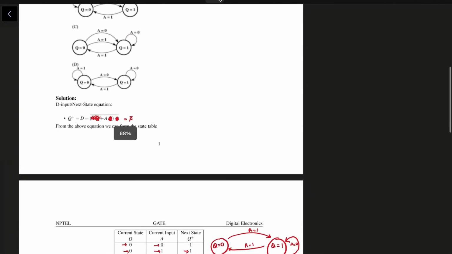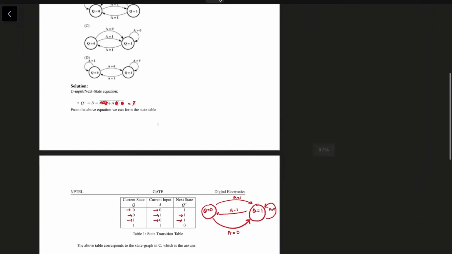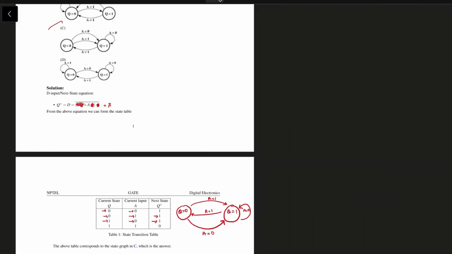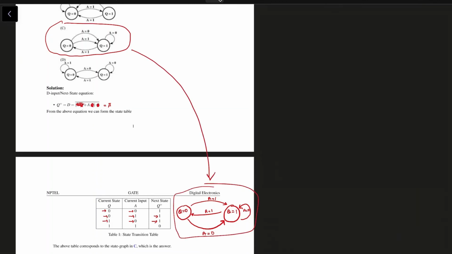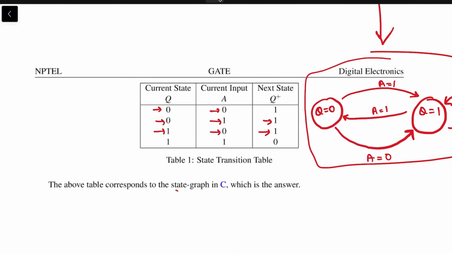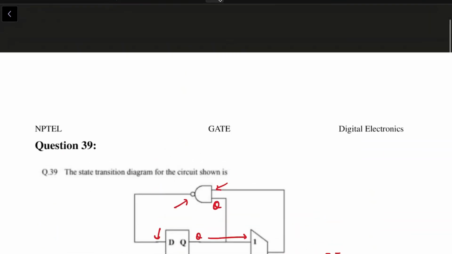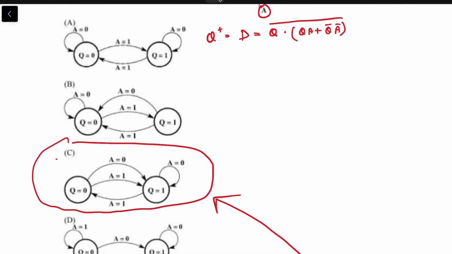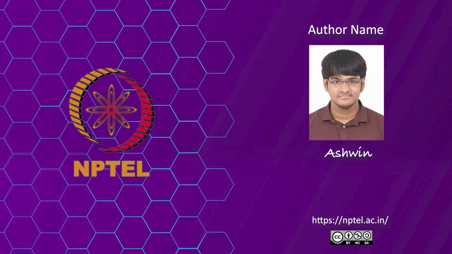Comparing with the state graphs shown for the problem, you will see that the state graph C matches what we have drawn here. Thus, the above table corresponds to state graph C, which is the required answer.